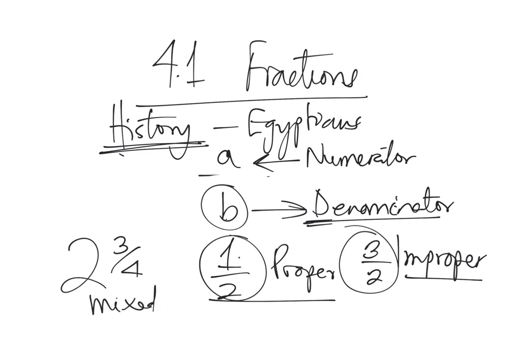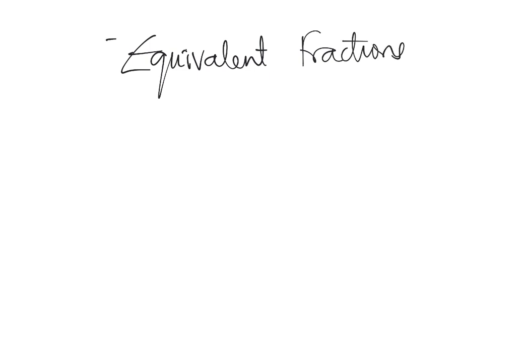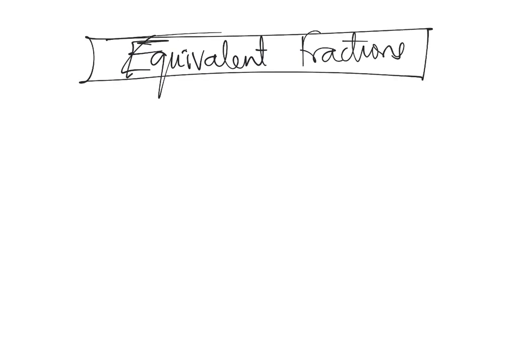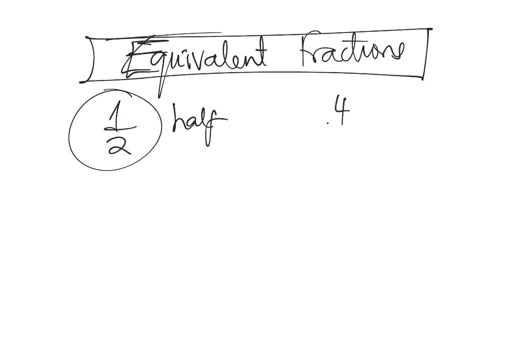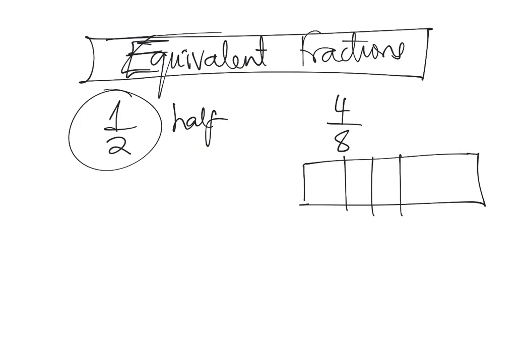So we have the numerator and denominator. That's very important. The first key thing you discuss here is equivalent fractions. Basically, if you have 1 over 2, that's a half, right? You say that's half. But what if you have 4 over 8? Well, that's equivalent, right? And the key here is if you had 8 boxes, right?